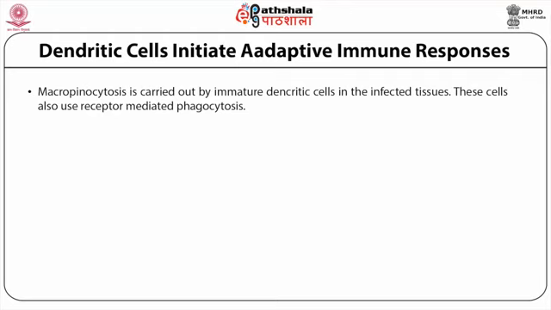Macropinocytosis is carried out by immature dendritic cells in the infected tissues. These cells also use receptor mediated phagocytosis. Arising from bone marrow, these cells become localized in various tissues. Later, these cells migrate via lymph to the nearby lymph nodes to meet naive lymphocytes.